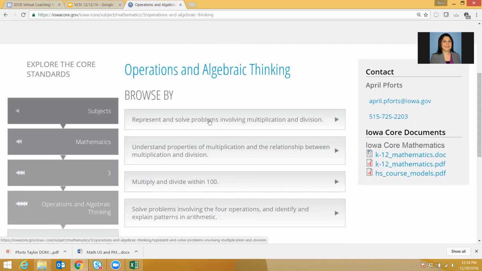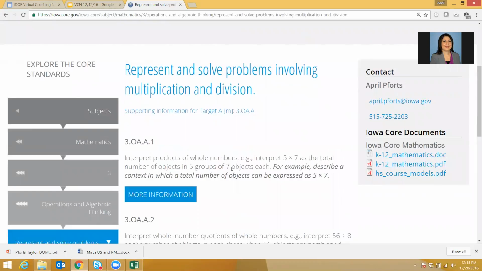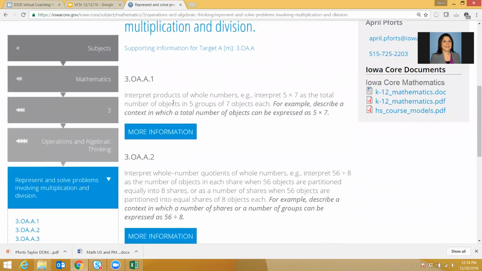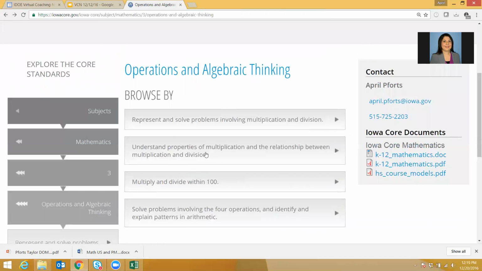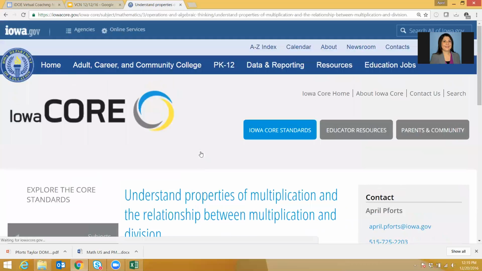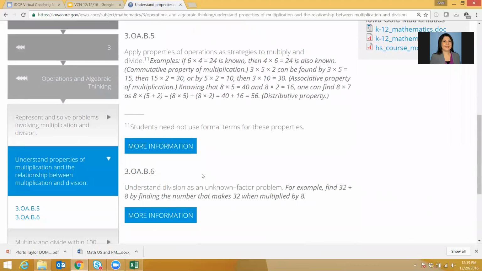So I'm going to pick the first cluster here, represent and solve problems involving multiplication and division. And when I go into this cluster, I see that there are 4 standards, 4 individual standards. They're also listed over here. And so if I back out, I'll see understand properties of multiplication and relationship between multiplication and division. This is our second cluster within this domain. And you'll see that there's 2 standards here.